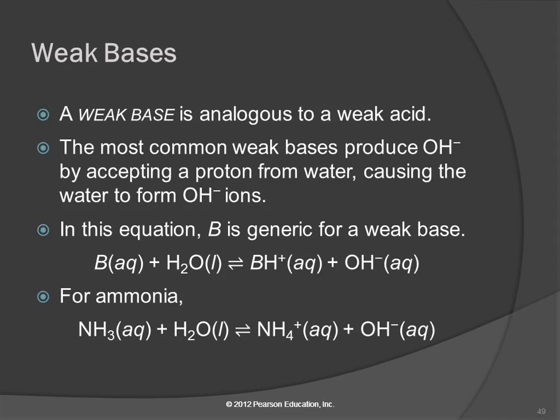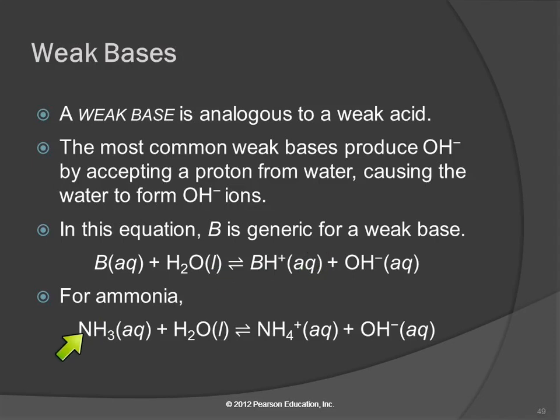Weak bases are like the weak acids. Most of the weak bases do not contain hydroxide ion. They produce hydroxide ion by accepting a proton from water. And so you'll see something like this. This is a generic equation. Here B is the weak base, and it accepts a proton from water, forming BH plus and the hydroxide ion. And again, this is a weak base, and so this is an equilibrium, and it is not going to completion.